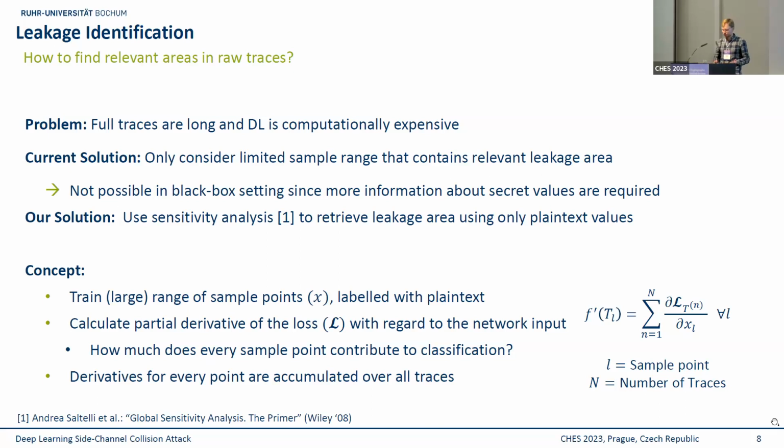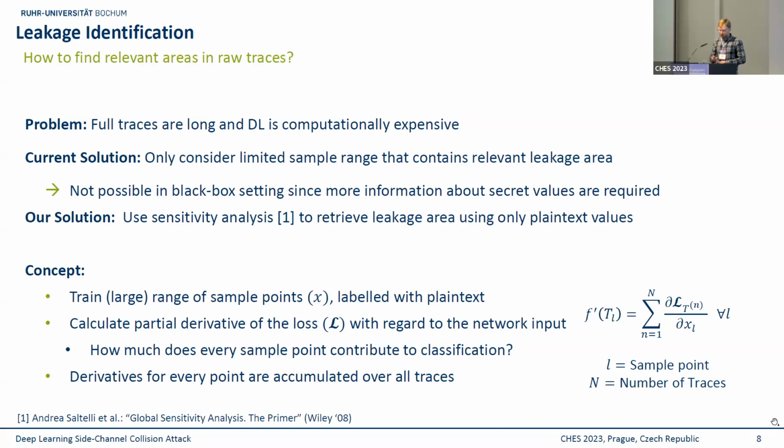So the concept works as follows. We train on a large range of sample points, and after every training step, we calculate the partial derivative with respect to the input points. By that, we can then learn how much every input point contributes to the classification. This is performed for all sample points and accumulated over all traces.